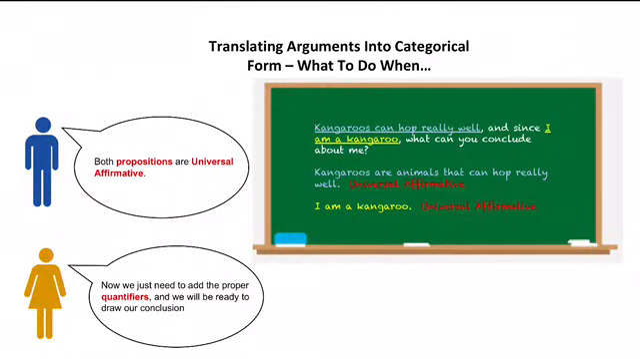So now our logic student in blue can say both propositions are universal affirmative. Right? Kangaroos are animals that can hop really well, talking about all kangaroos, and it is affirming something, universal affirmative. I am a kangaroo. As we just saw, I is a universal, and again, the statement is affirming something, so universal affirmative. And then the logic teacher says, now we just need to add the proper quantifiers and we will be ready to draw our conclusion.